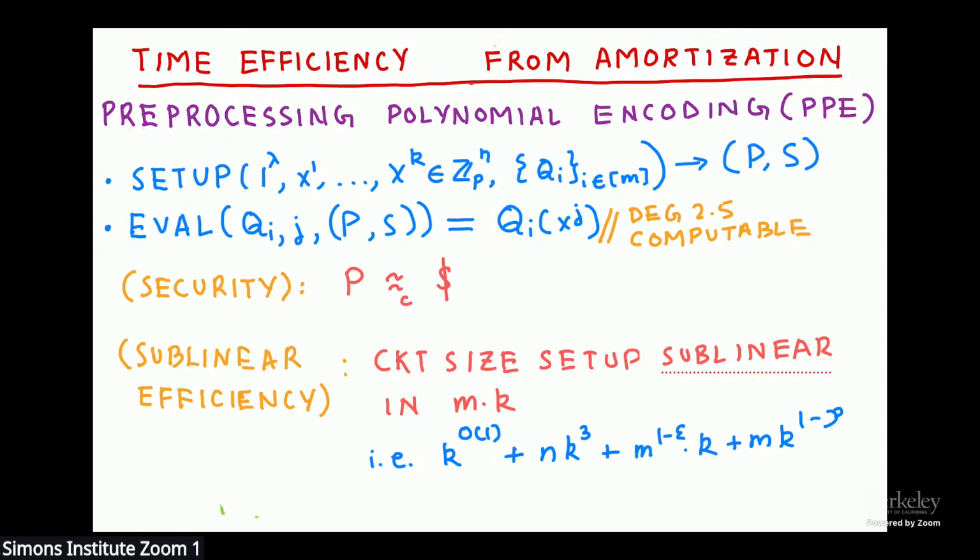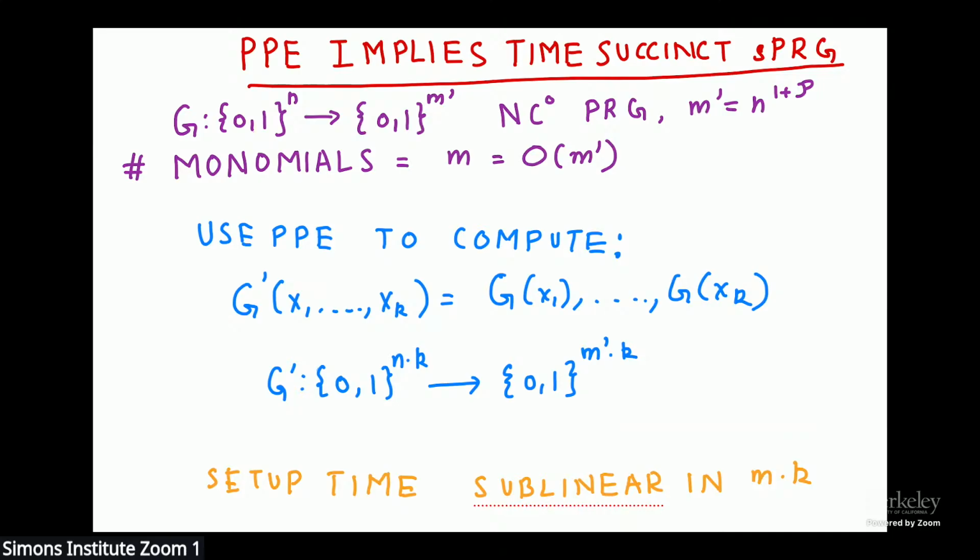Great. So indeed, that's what we do. We design a PPE, pre-processing polynomial encoding, where the efficiency to compute it is this much, and this turns out to be useful. In fact, I want to stress that when you look at this term, m times k to the 1 minus rho, think of it like saving a little bit for every monomial. That's what we are doing, and this turns out to be useful. So let me show you how it's useful.